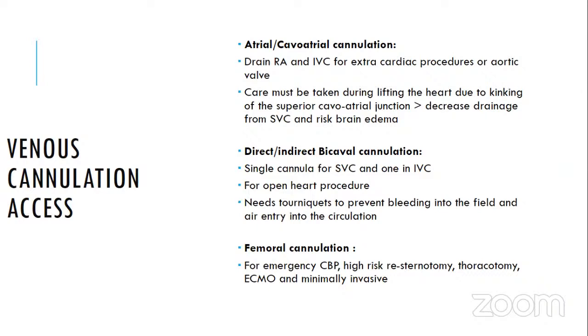Direct or bicaval cannulation: a single cannula for the SVC and another one for the IVC. For open heart procedures, it needs tourniquets to prevent bleeding into the field and air entry into the circulation. Femoral cannulation is for emergency cardiopulmonary bypass institution or high-risk resternotomy, thoracotomy, ECMO, and minimally invasive surgeries.